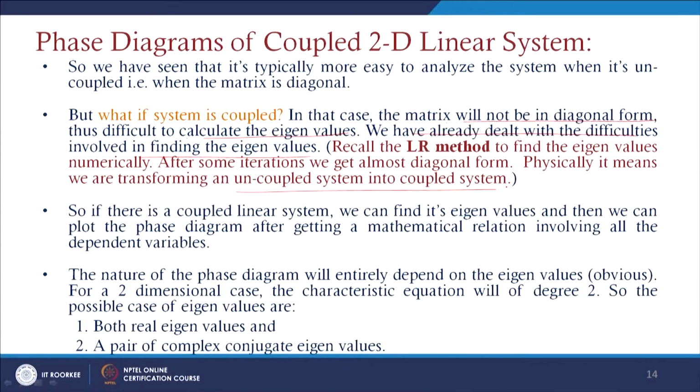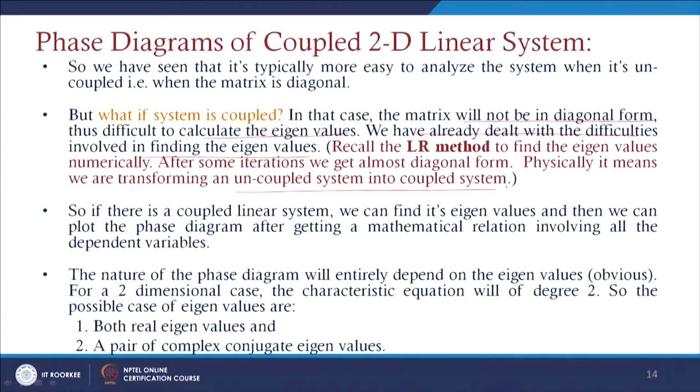Physically, it means that we are transforming a coupled system into an uncoupled system. This means that in the final form, after certain iterations, if we have a coupled matrix with all the entries present, we try to set these equations in an uncoupled form, and then we can represent that in diagonal form of these entries.